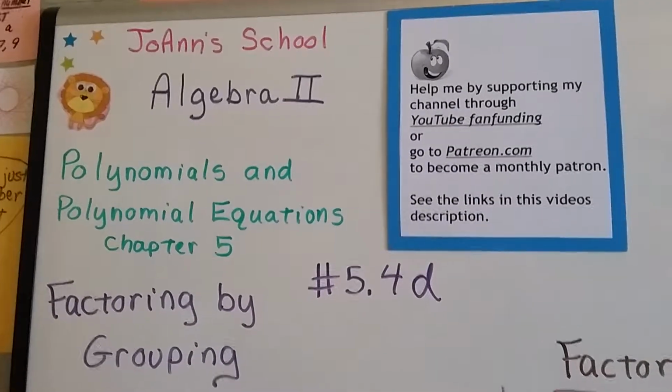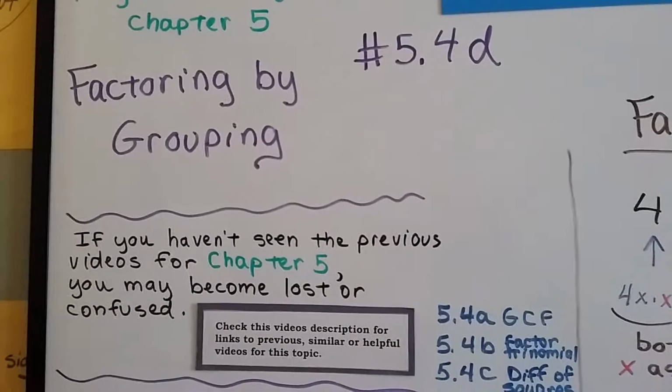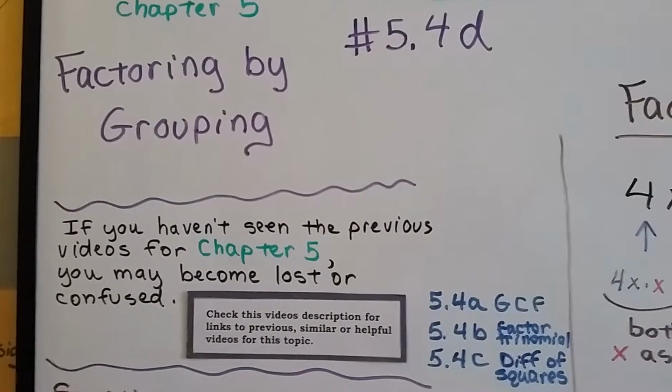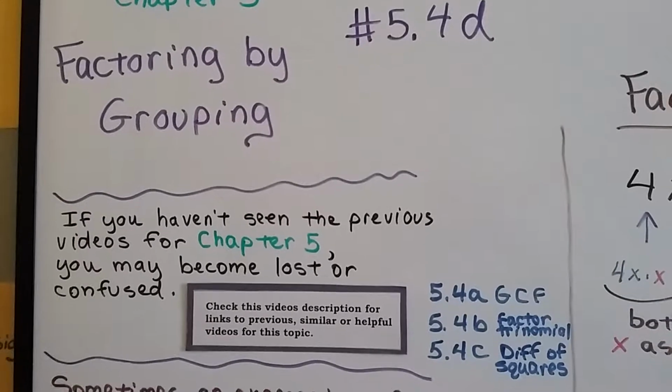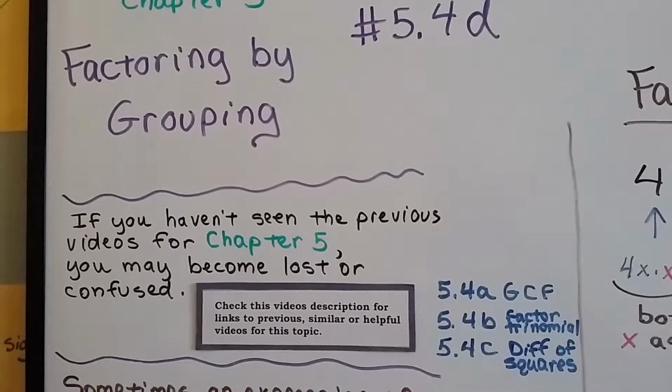Algebra 2, 5.4d, Factoring by Grouping. Now this is the fourth lesson for 5.4. In A, we talked about removing the greatest common factor. In B, we talked about factoring trinomials. In C, we talked about the difference of squares.